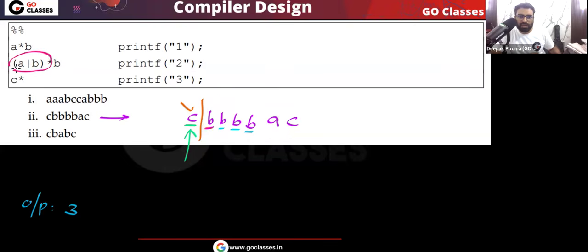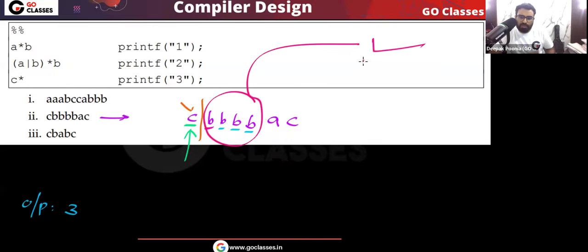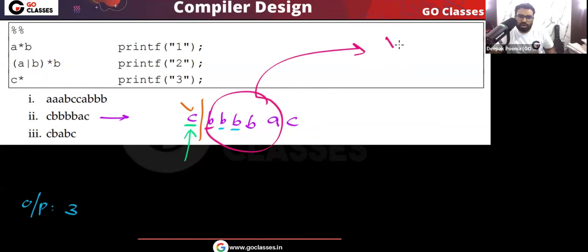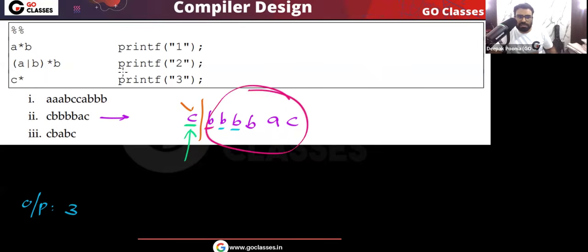You can see any sequence of A, B followed by ending with B. So you can notice that till here, the second regular expression was in the race, and it was matching also. But when you read the next symbol, the second regular expression is not matching, but it is in the race. Then when you read this, now the second regular expression is out of the race.